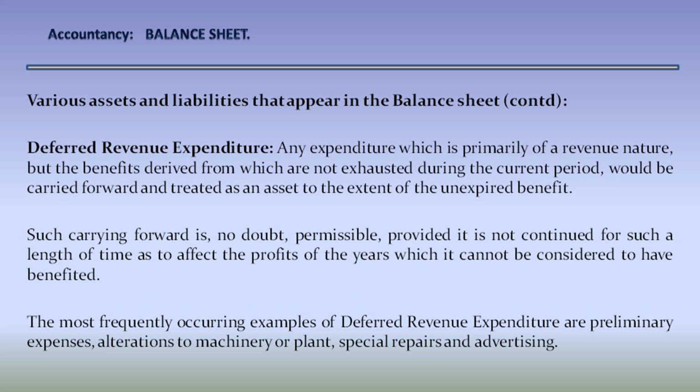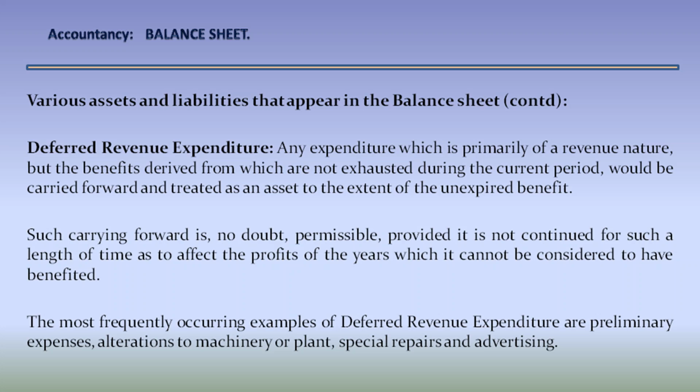Deferred revenue expenditure. Any expenditure which is primarily of a revenue nature, but the benefit derived from which is not exhausted during the currency of the period, would be carried forward and treated as an asset to the extent of the unexpired benefit. Such carrying forward is no doubt permissible, provided it is not continued for such a length of time as to affect the profits of the years which it cannot be considered to have benefited.